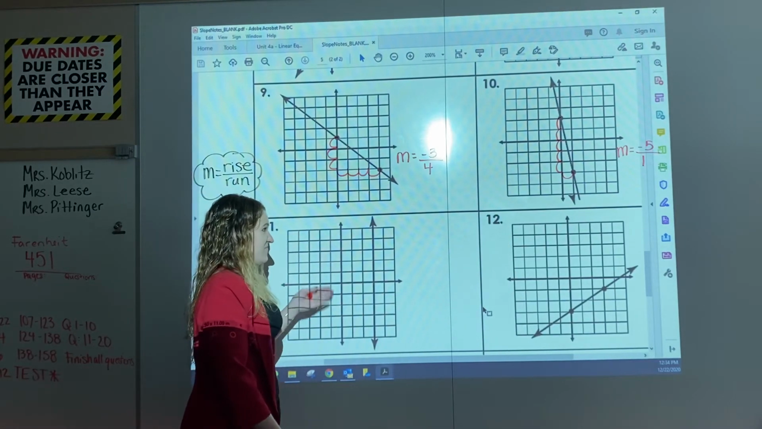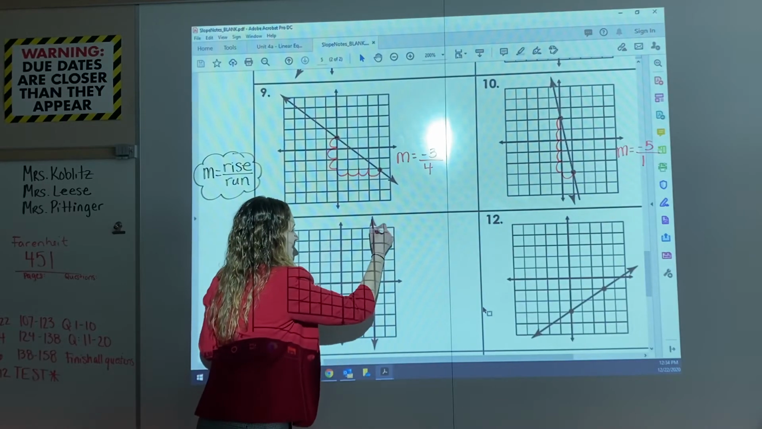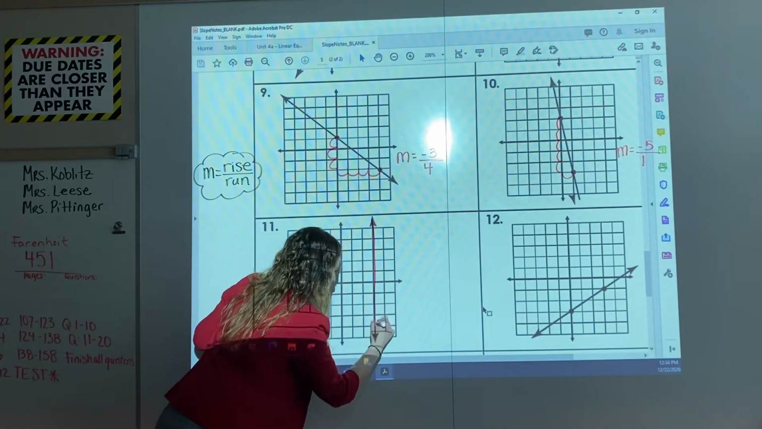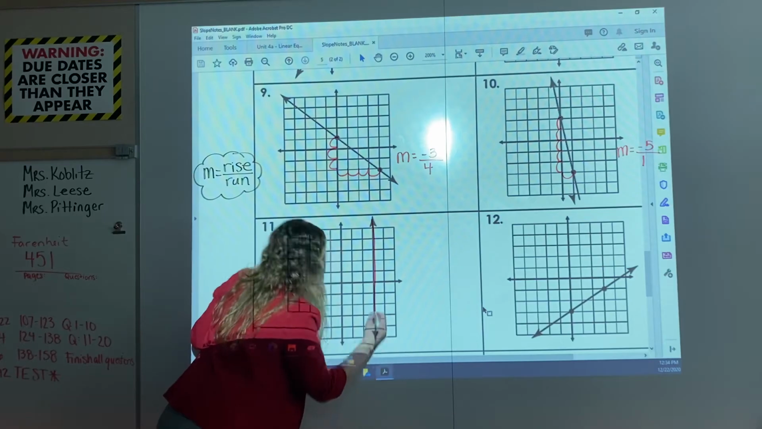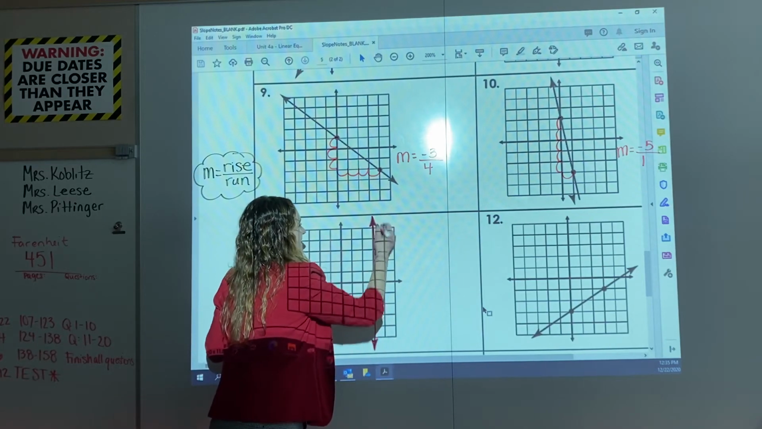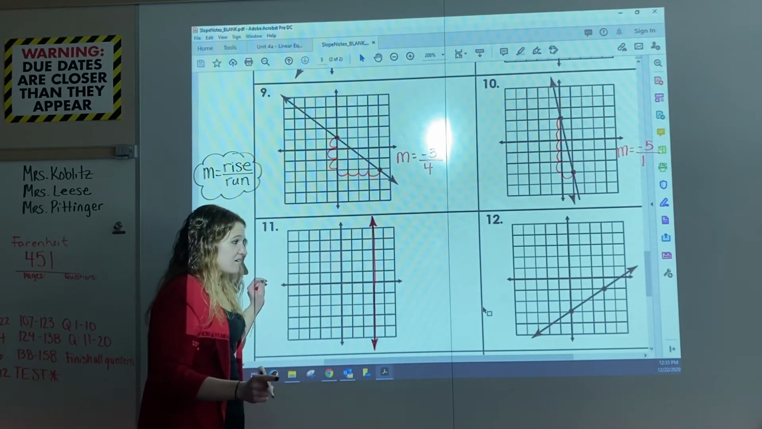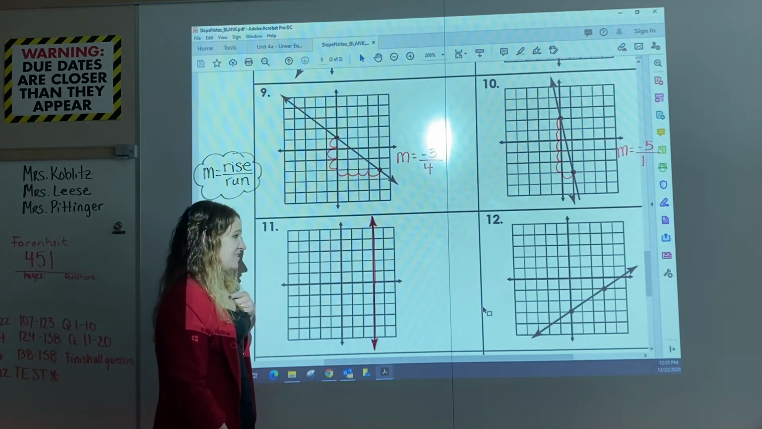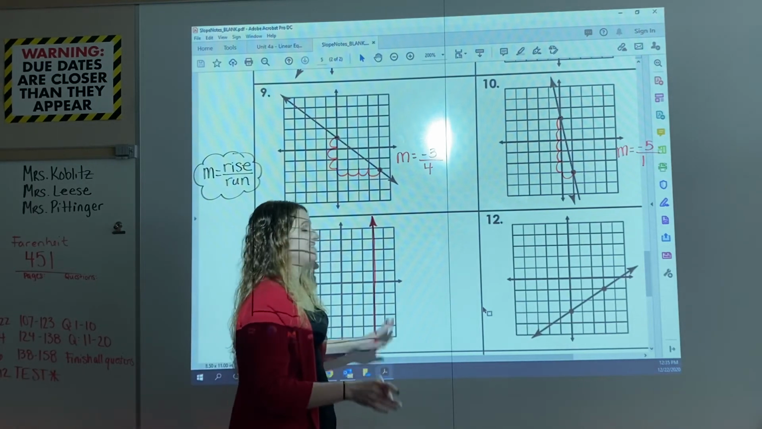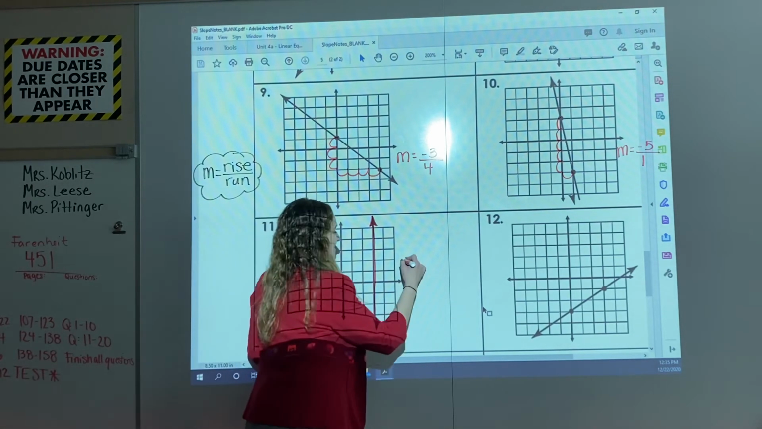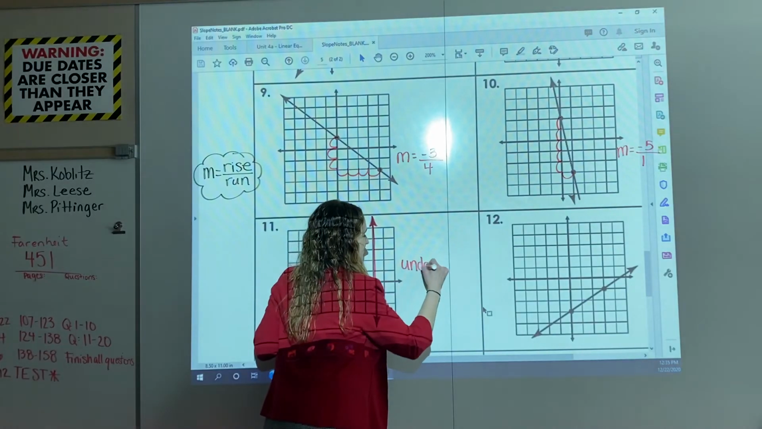Wow. I see this line. I see this vertical line, which means that I have rise, but no run. And I know that when 0's under the line, it's undefined. So this is an undefined slope.